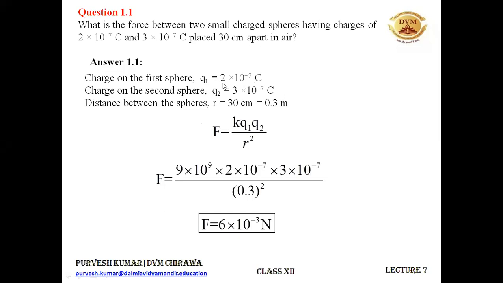Q1 is your first charge, 2 × 10^-7 coulomb, and Q2 is your second charge, 3 × 10^-7 coulomb. In place of r, I have written 0.3, so the square is 0.3². When you solve it out, you will get the force between the charges as 6 × 10^-3 Newton. I hope it is clear, Diksha.